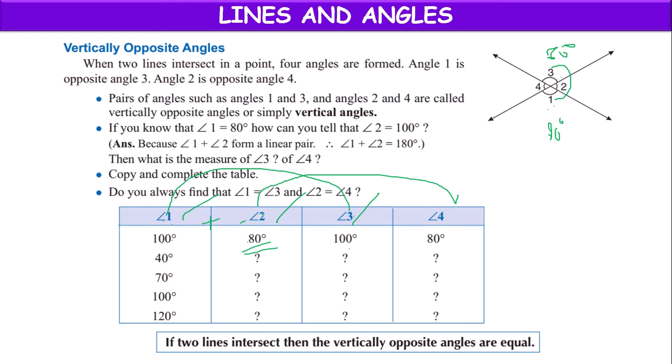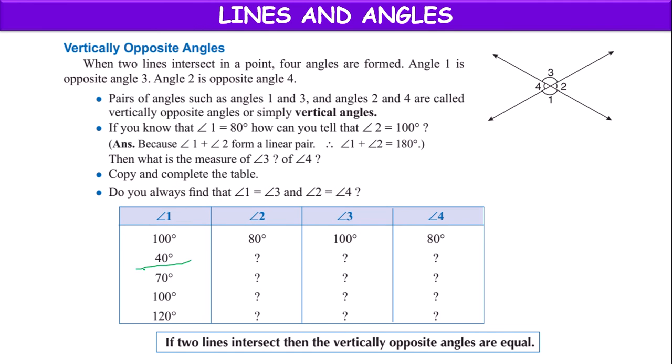If 2 is 80, 4 also will be equal to 80. So in the case of these kinds of angles, if one angle is known, based on other laws, the remaining 3 angles we can also find. So vertically opposite angles are always equal.